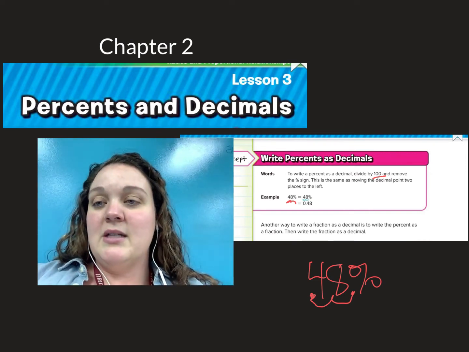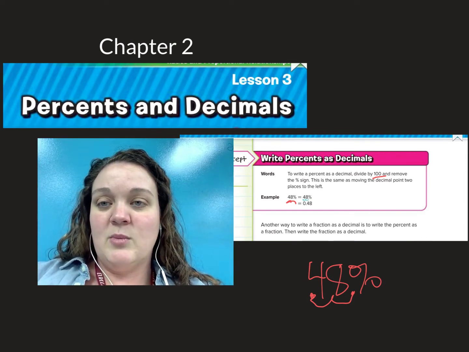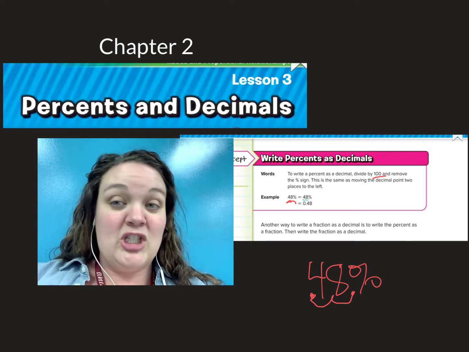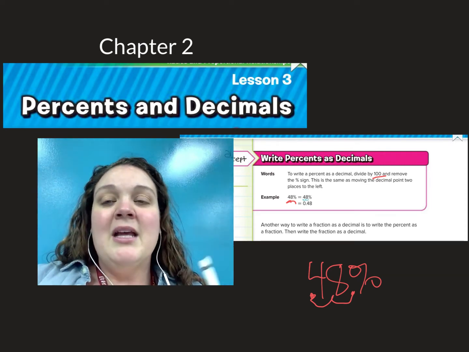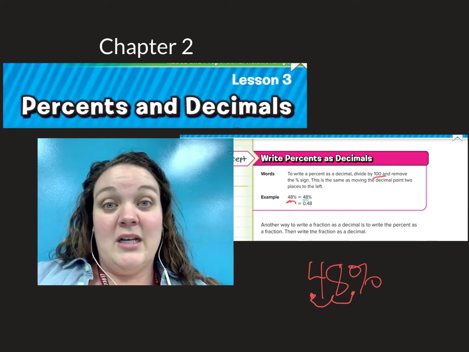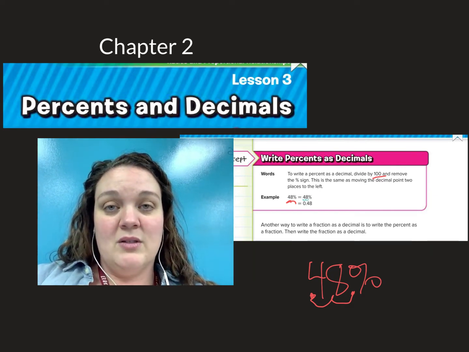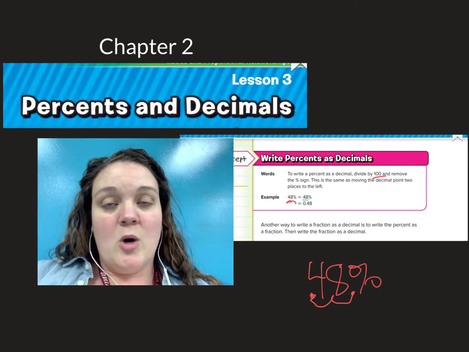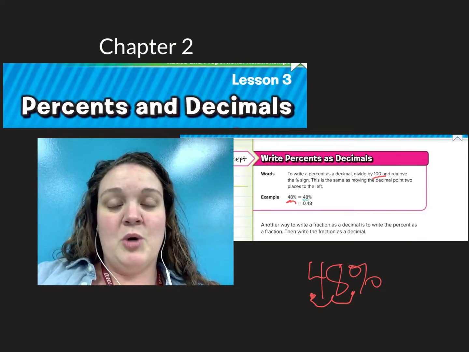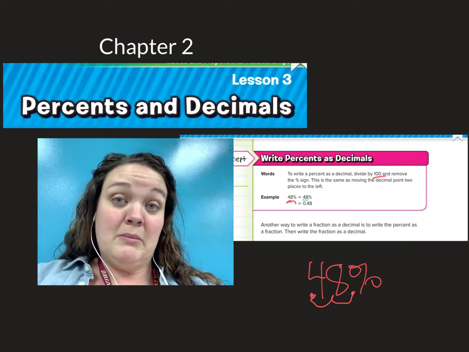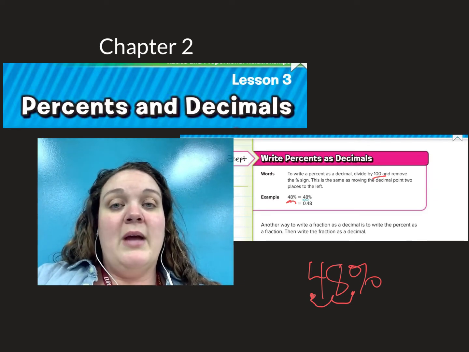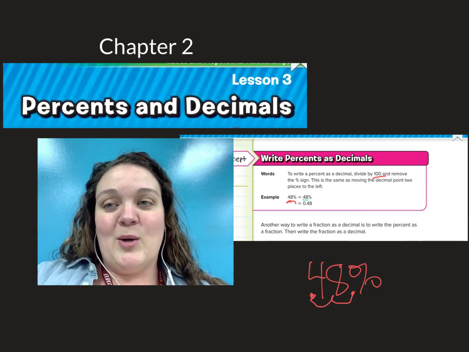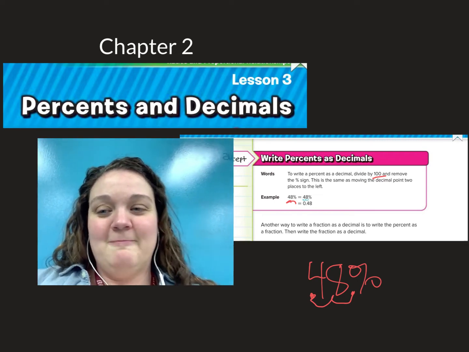Okay, so then it says down here, another way to write a percent as a decimal is to write the percent as a fraction and then go from fraction to decimal. Another option. So we've got three things that are related here, don't we? Percents, decimals, fractions. We can go in between them, and sometimes it's more convenient to work with decimals, sometimes more convenient to work with fractions, but either way, they all work together. So let's do some practice problems.